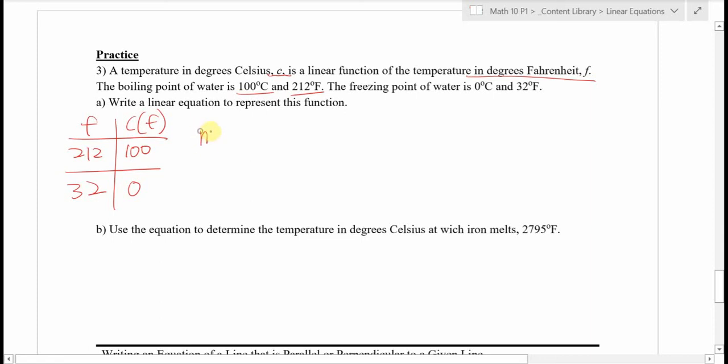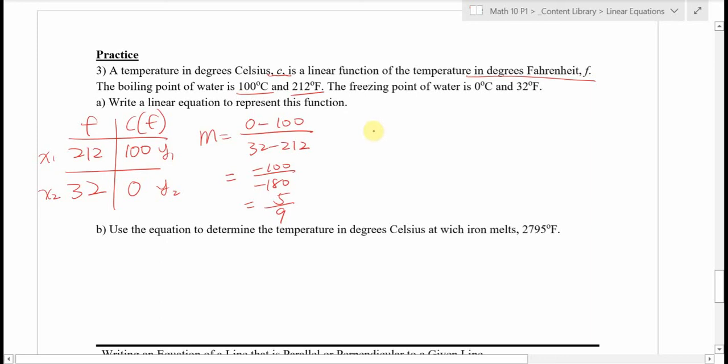To find the slope, again, here's my x1, y1, x2, y2. So you can calculate the slope. We have y2 minus y1 over x2 minus x1, and that's going to be negative 100 over negative 180. Divide both numbers by 20, and the negative sign will cancel out. You get 5 out of 9. Okay, so that is the slope.